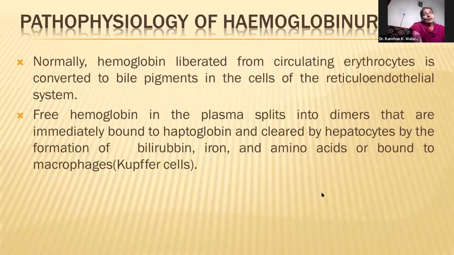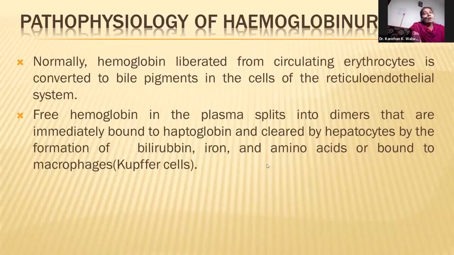So they die or they are lysed within 120 days of their formation. So every day there is some amount of wear and tear, and these RBCs are lysed. When these RBCs are lysed, they will release the hemoglobin component. This hemoglobin cannot float free in the circulation, so it has to be bound with certain proteins, that is haptoglobin in the circulation, because this free hemoglobin is toxic to the body.